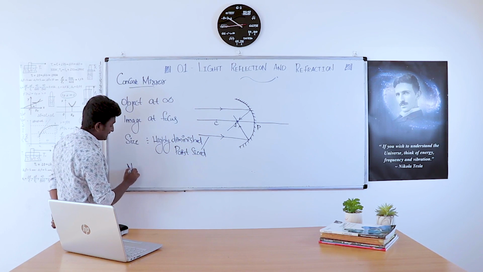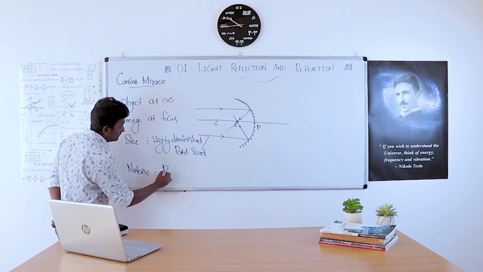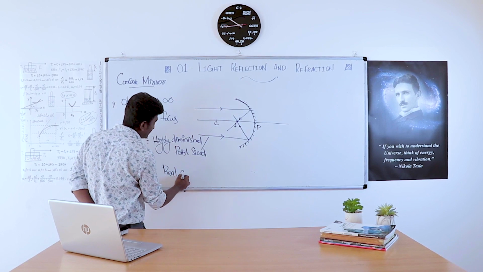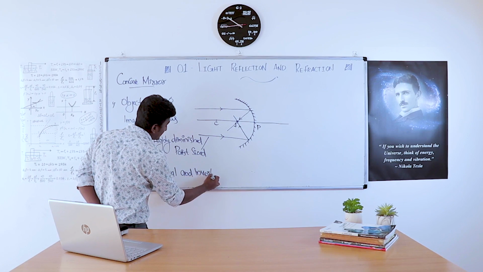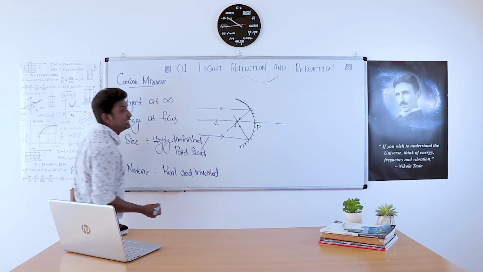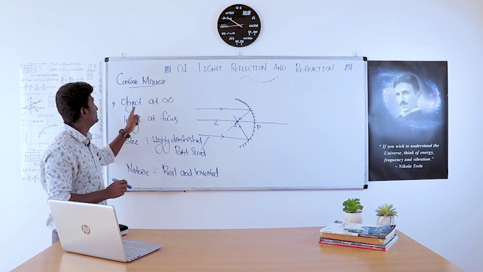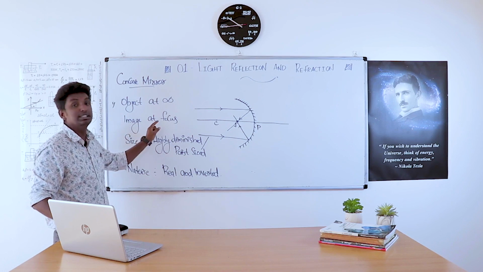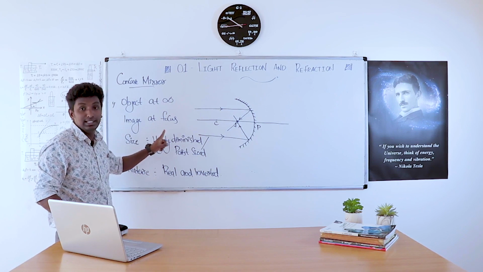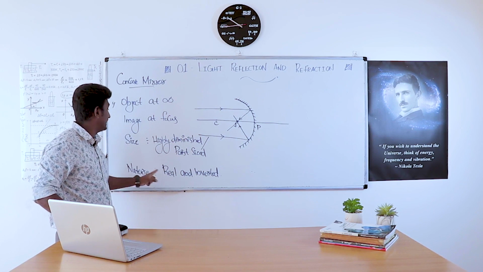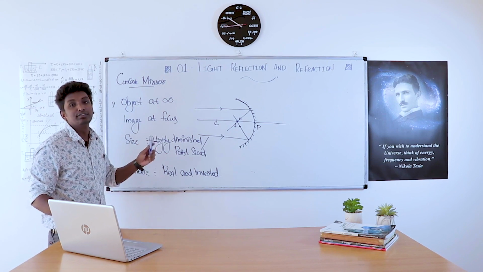Then what is the nature of the image? The nature of the image is real and inverted. So this is the first case of image formation in concave mirror. First one, when the object is at infinity, then the image is at focus. This is the figure. Size of the image is highly diminished or point sized. Then nature, real and inverted. This is the first case.